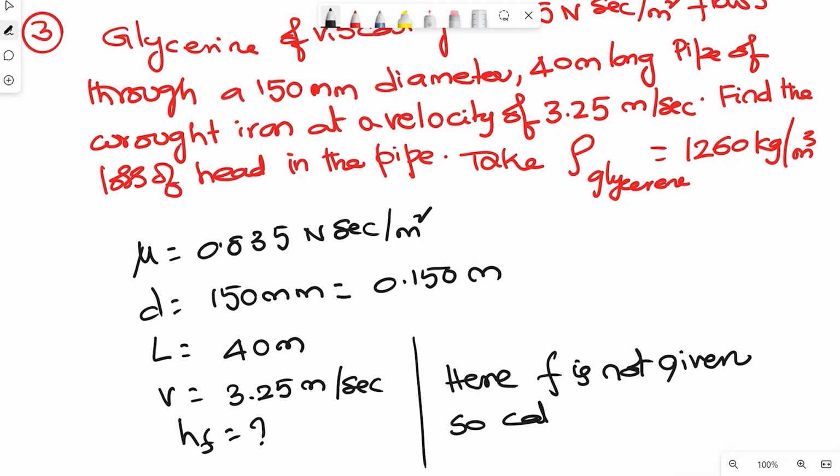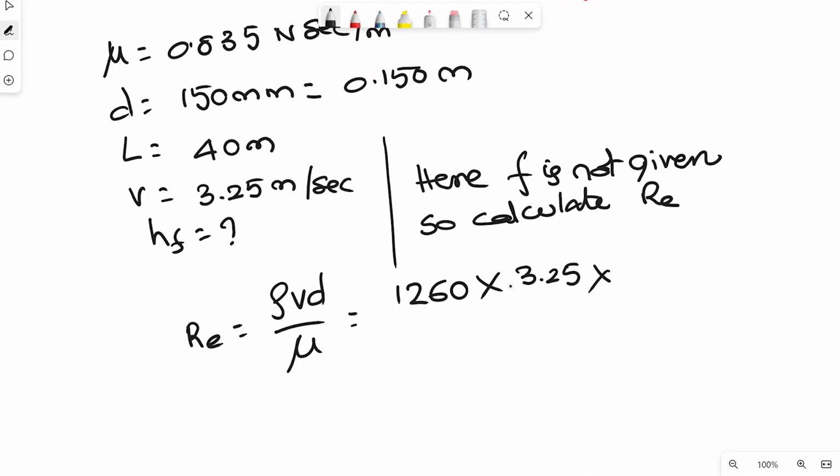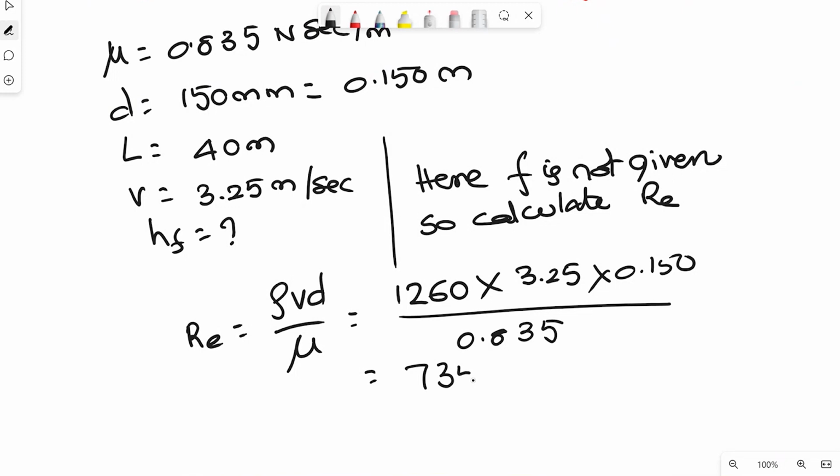So calculate Re. Re is equal to rho V D by mu. Rho is 1260 he has given, V is equal to 3.25, D is equal to 0.150, divided by mu equal to 0.835. If I do this, we are going to get 735.63. That is, Reynolds number is less than 2000. So naturally the flow is laminar flow.